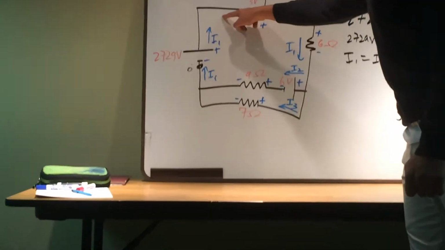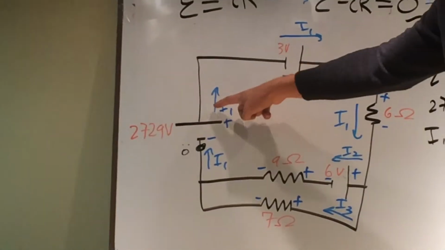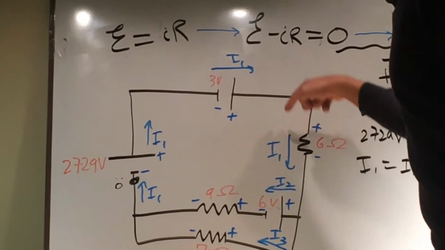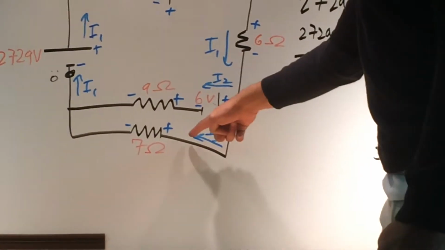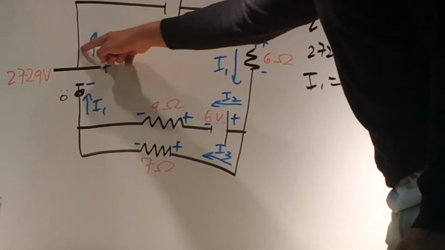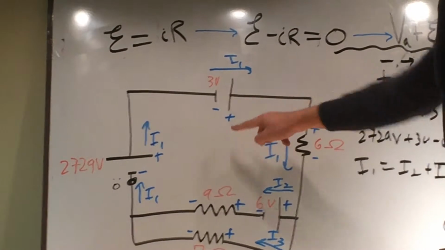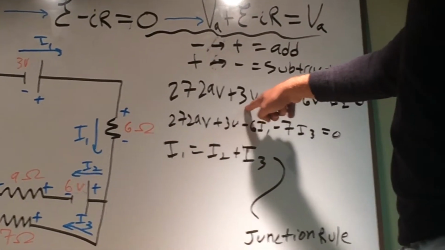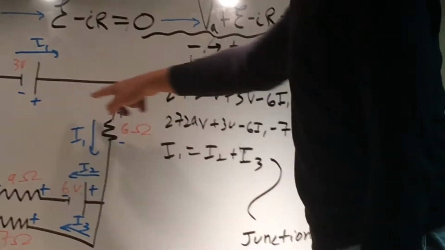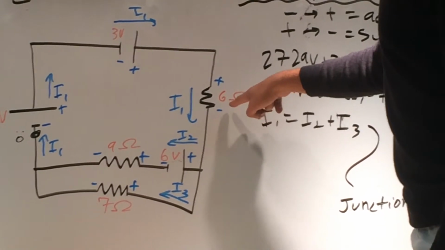Now, going this way, the current has only one way to go, so it is I1, right? I1 along this, I1 along this, until I get down to here, where it splits off into two branches, which I'll get to later. So I go along here, and I run into another battery. Minus to plus, I add that battery, 3 volts. And I keep going, and I run into a 6 ohm resistor.